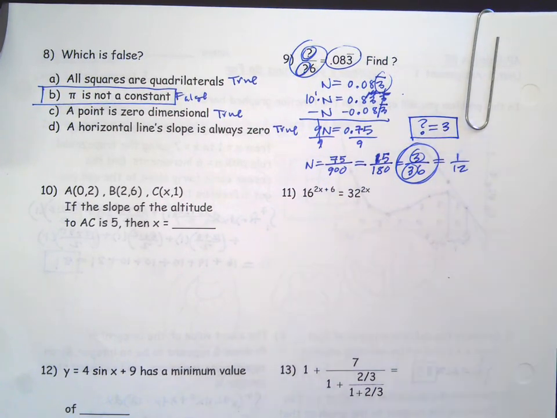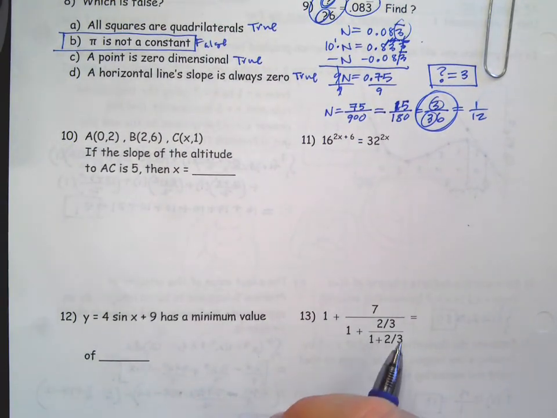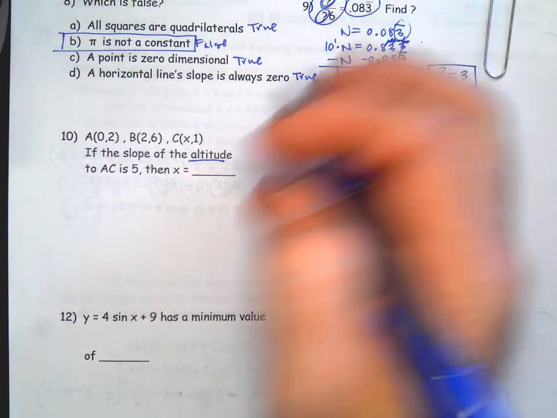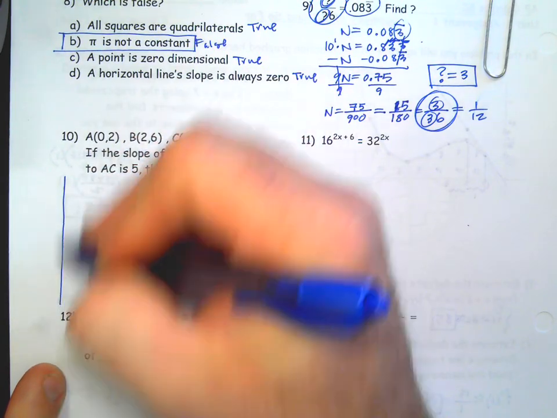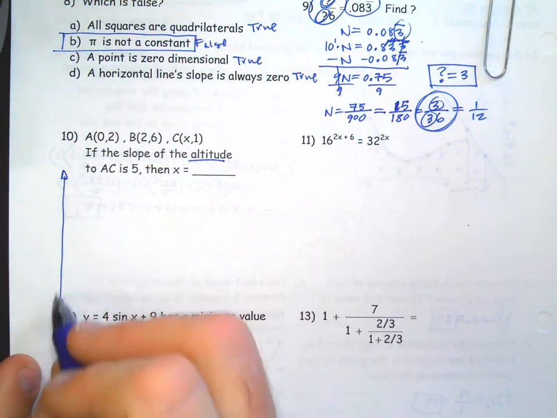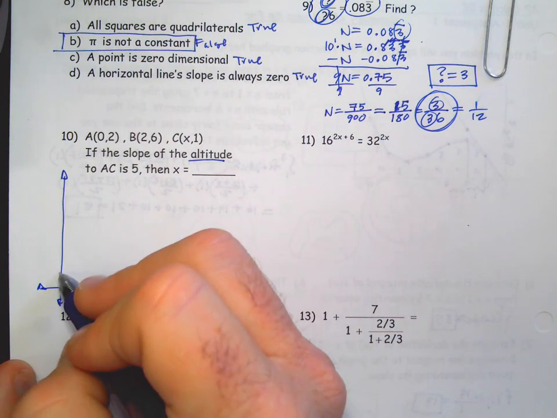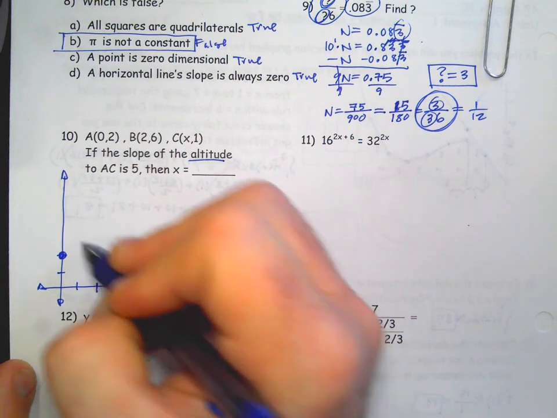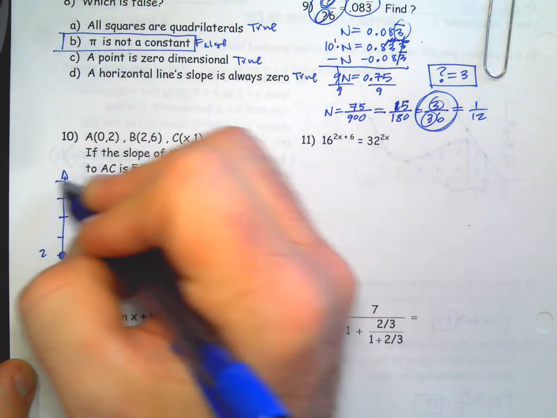This is the work to go with it. All right, number 10. If the slope of the altitude of AC, so altitude is like a triangle, the height of a shape is 3 points. I'd graph this. I feel like that's going to be your quickest way to see what's going on. So 0, 2, 2, 6, 3, 4, 5, 6.